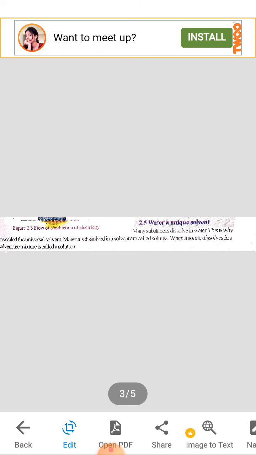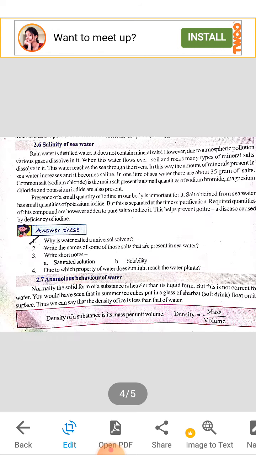Okay, so next topic is salinity of seawater. Rainwater is distilled water. It does not contain mineral salts. However, due to atmospheric pollution, various gases dissolve in it. When this water flows over soil and rocks, many types of mineral salts dissolve in it. This water reaches the sea through the rivers. In this way, the amount of minerals present in the seawater increases and it becomes saline.